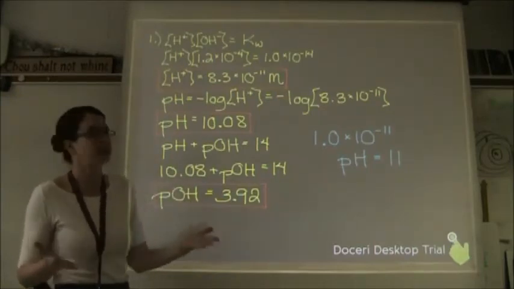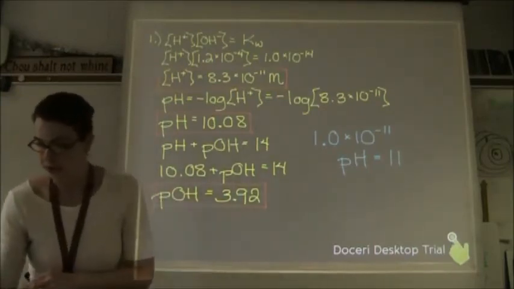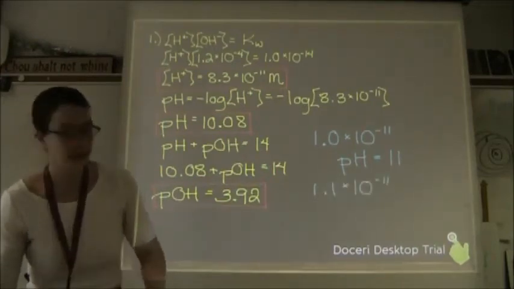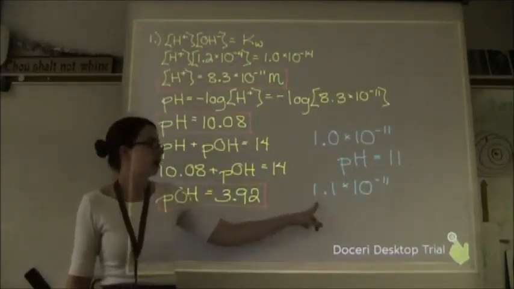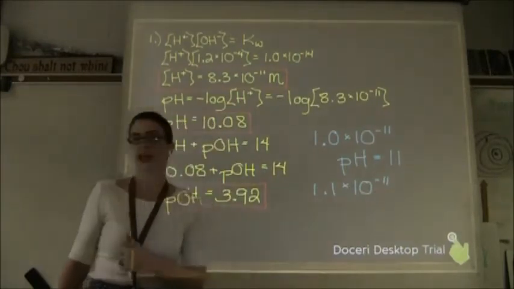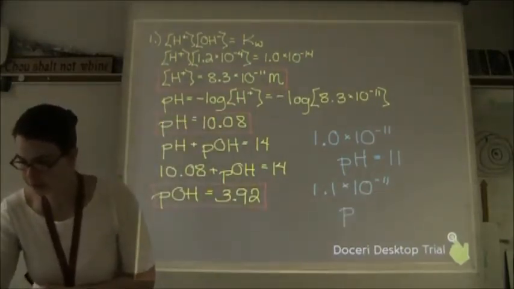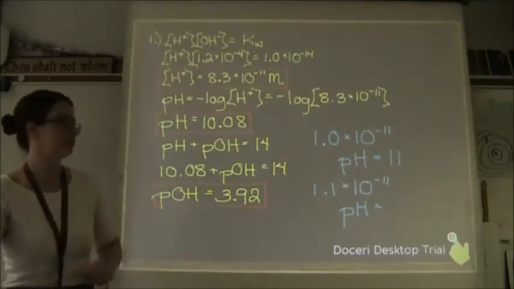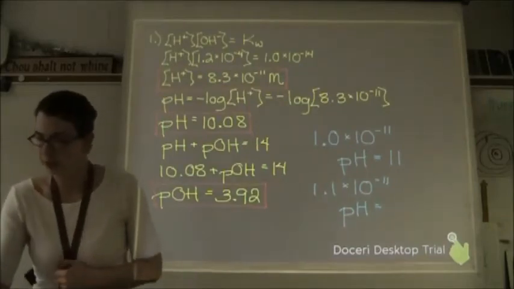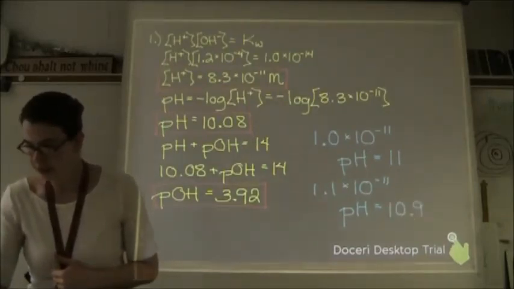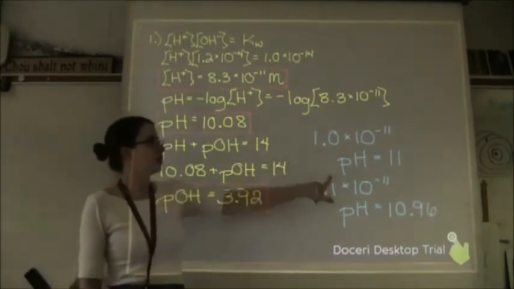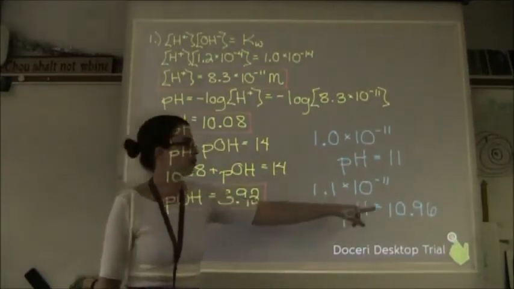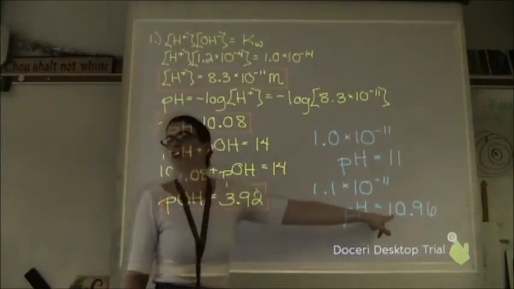Well, that's kind of where you're estimating a bit, but let me show you something. Somebody take the negative log of 1.1 times 10 to the negative 11th. Tell me what you get. 10.95. So this number is greater, but it's just a little bit greater, so this number is below 11, but just a little bit.